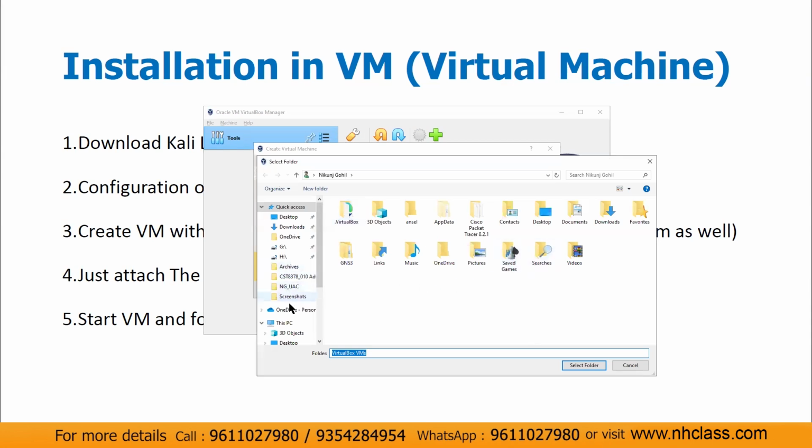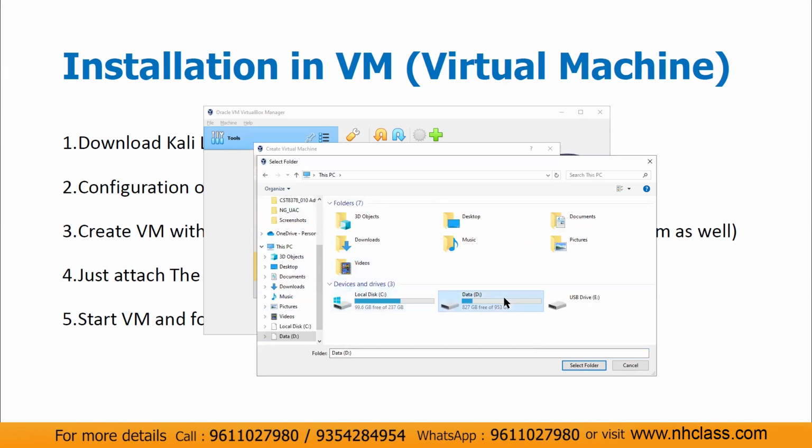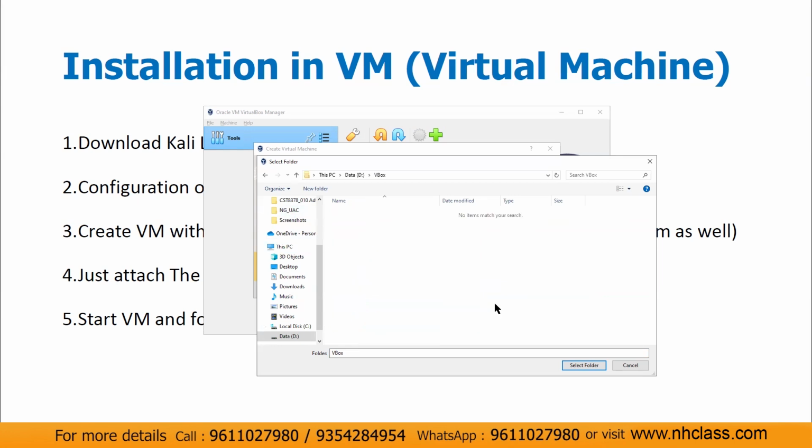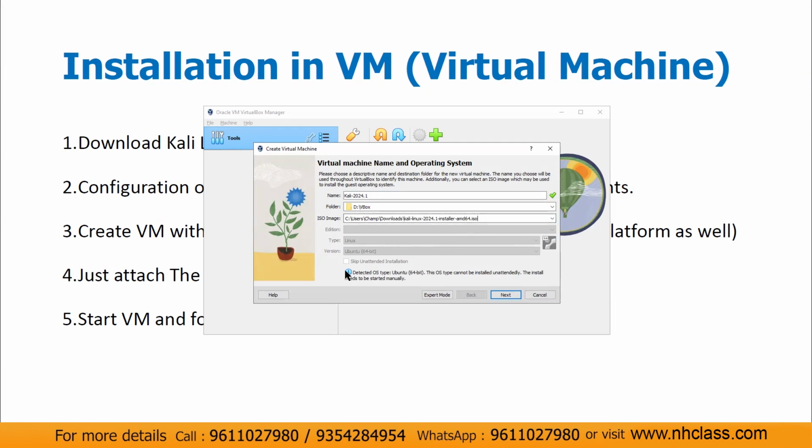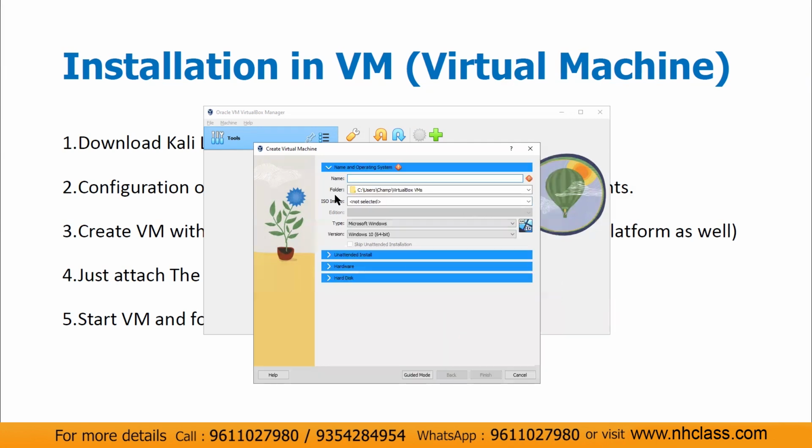Okay. So again, first of all, let me give that installation folder path, and then the ISO image. Okay, and expert mode. If you notice here, now we have the option to select the OS type. So again, let's say Kali 2024.1.